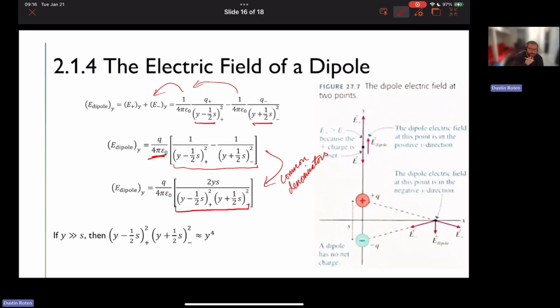Now, you won't have to do this on an exam or anything, this is just for your information. But if you notice in the denominator for this particular statement, if y is very large, so basically, if you're much further away from the dipole than the actual size of the dipole, which is usually the case. Dipoles are usually close together, and usually you're really far away. In this limiting case, you'll see that the whole denominator simplifies down to y to the fourth.